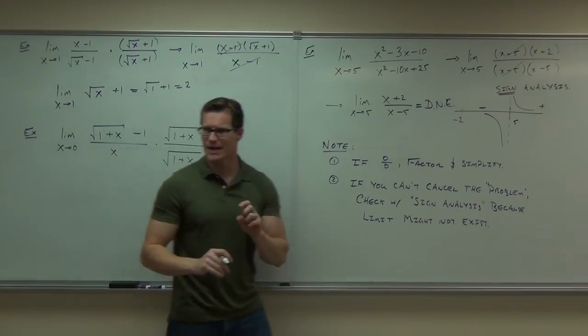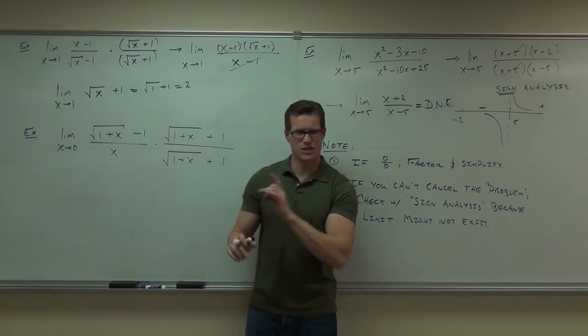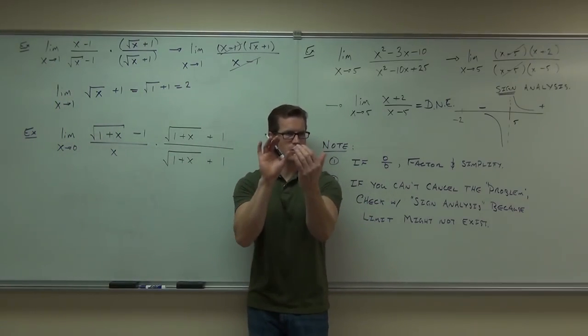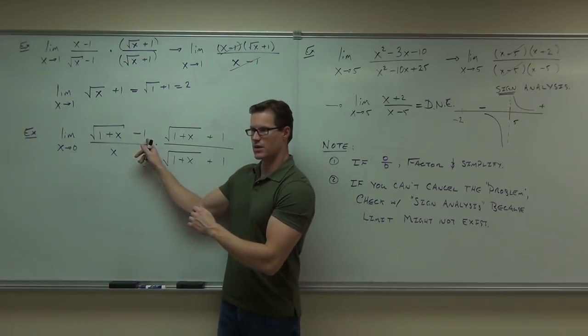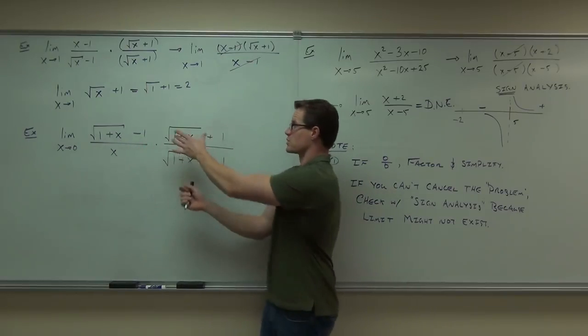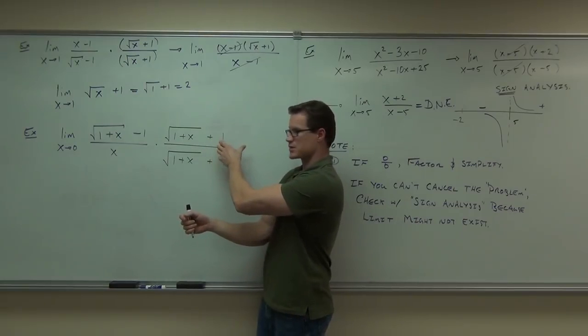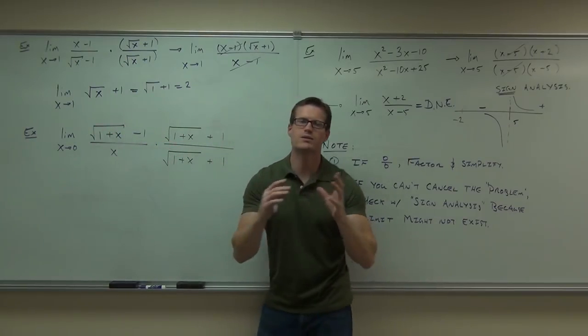Did you all multiply by exactly that? Do you see how that is the conjugate? We have the square root, whatever that sign is, and whatever that constant is. And that's what we have here. The square root, the different sign, same constant. Same exact thing. Why do you need the same exact thing?